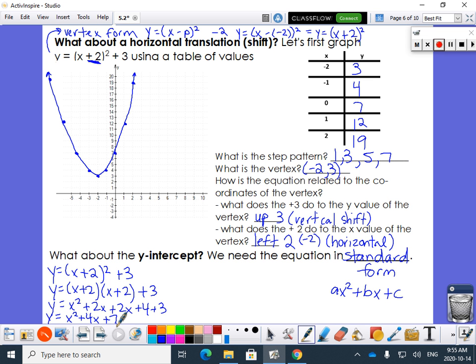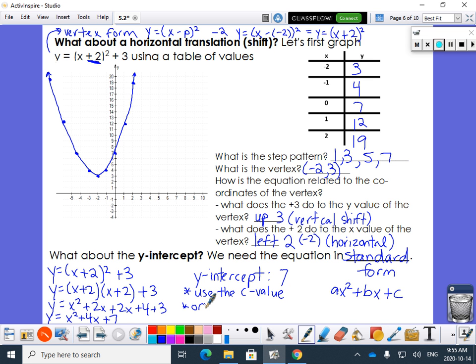Now, if you guys recall, and this was a while back, but when we were doing standard and factored form, we learned that this c value here is the y-intercept. That's just something that you need to remember. So now that we put it into standard form, we can say that our y-intercept is 7. So use the c value.